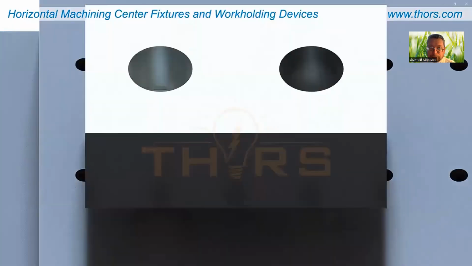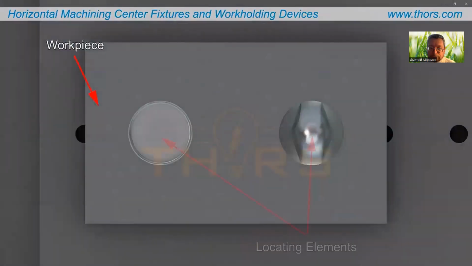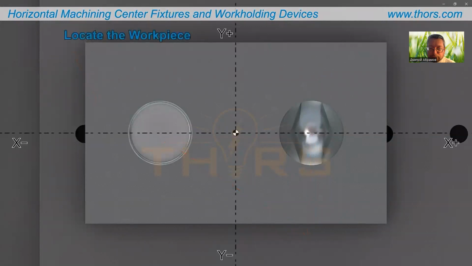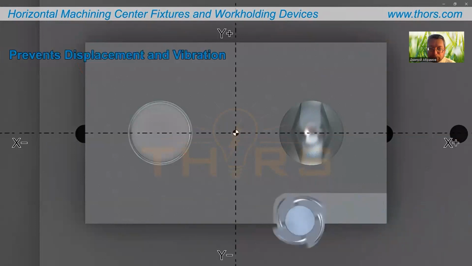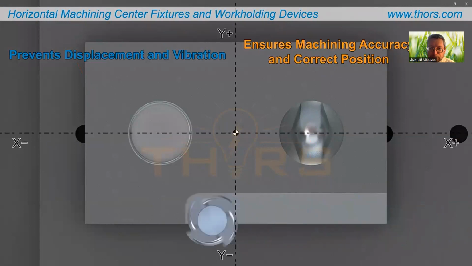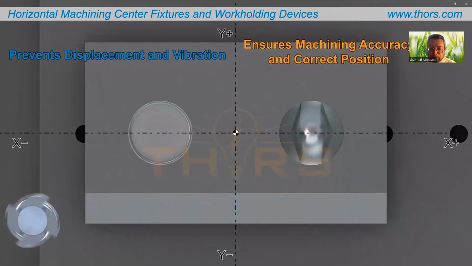The purpose of holding a workpiece is to secure a reliable contact between the workpiece and the locating elements being used. To locate a workpiece is to establish its position in the axis coordinate system, and to ensure that the work-holding devices used can withstand the required cutting forces. Proper location prevents displacement of the workpiece and vibration during machining. It also ensures machining accuracy and the correct position of the workpiece relative to the cutting tool.